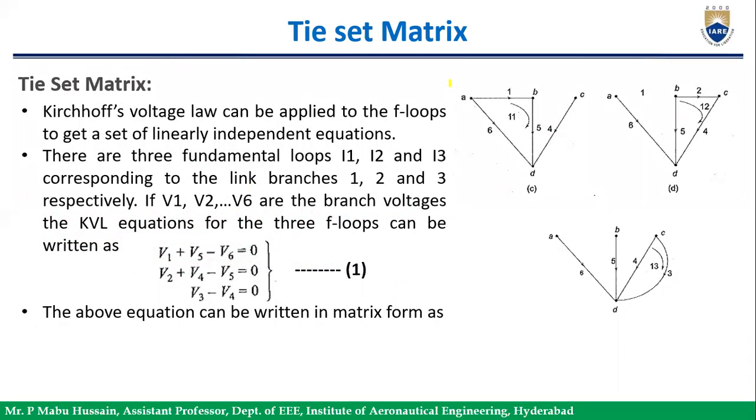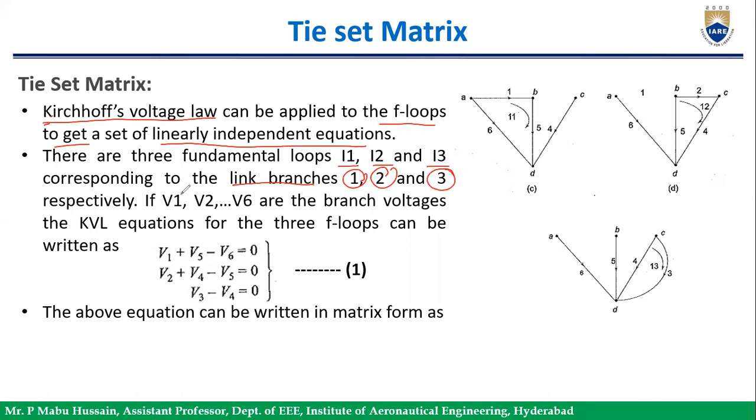Now you have to develop the tie-set matrix. To develop the tie-set matrix, you have to apply Kirchhoff's voltage law in each fundamental loop, to get linearly independent equations. In each loop you have to apply KVL, as there are 3 loops, with loop currents I1, I2, and I3, and the link branches are 1, 2, 3.